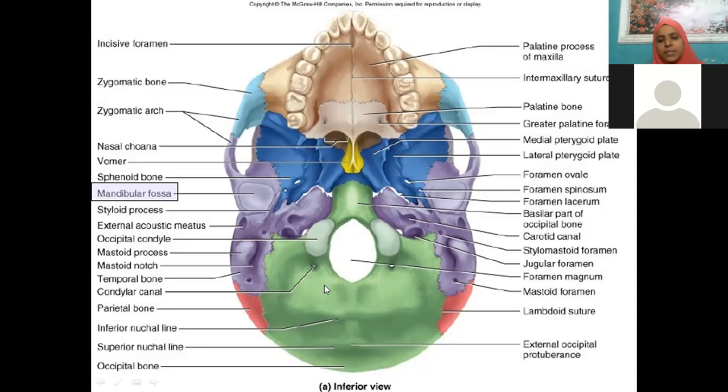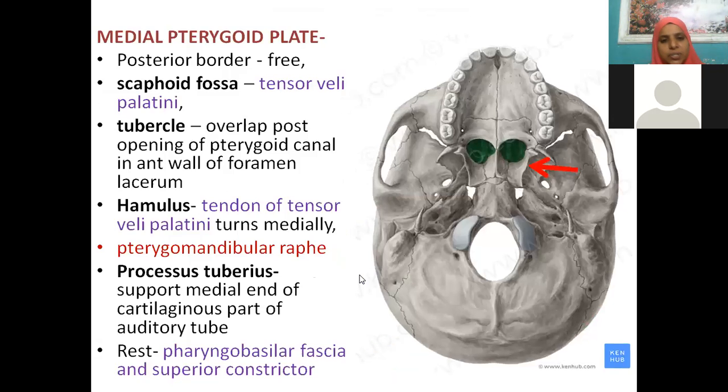This is the external acoustic meatus. So whatever foramina you are finding at the norma basalis, you should know what structures are emerging.